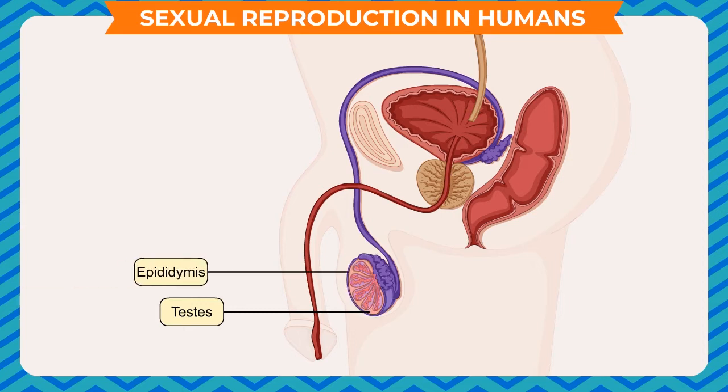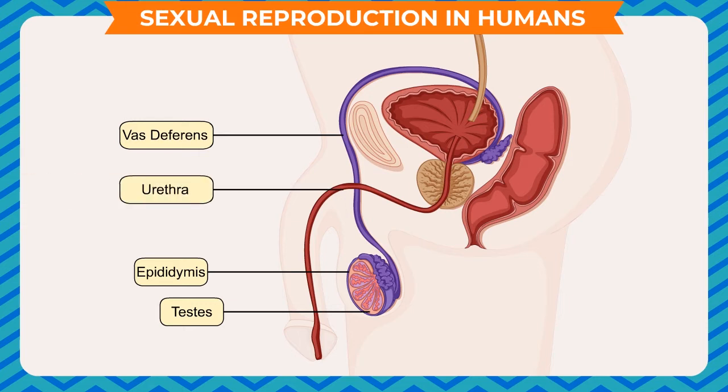Epididymis. The sperms empty into the epididymis, another coiled tube. The aging and maturation of sperms takes place here. The epididymis leads into the vas deferens. Vas deferens, sperm duct. This duct starts from the epididymis, enters the abdominal cavity, and both these ducts meet each other behind the urinary bladder. From this point, they continue as urethra.